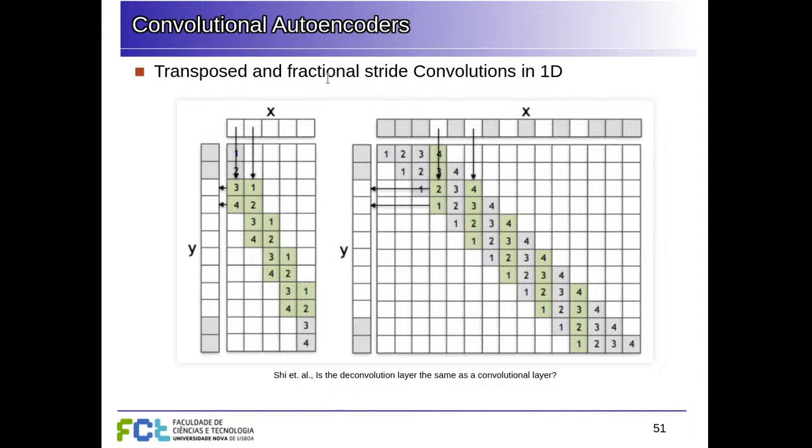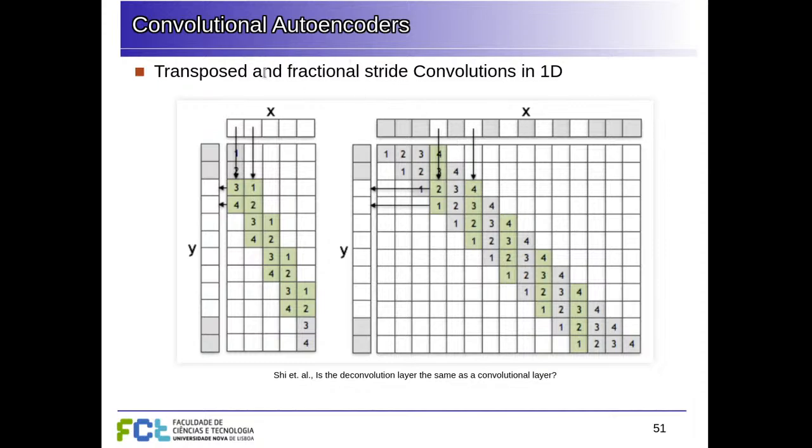Another way of doing this is to use these fractional stride convolutions, which you can imagine as padding with zeros the intermediate values between the values of the input. These are the original values of the input in white, and these gray values here are zero padding that we are also putting between the input values. And then when we do a convolution with a stride of 1, we get more values in the output than we have in the input.